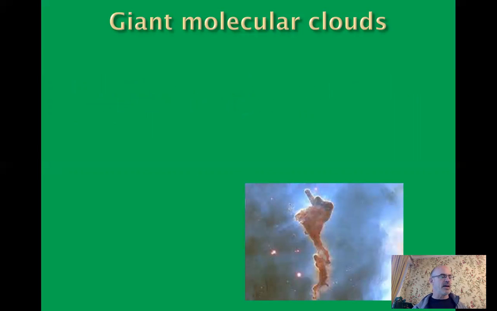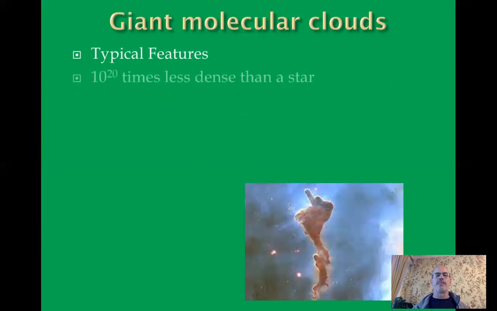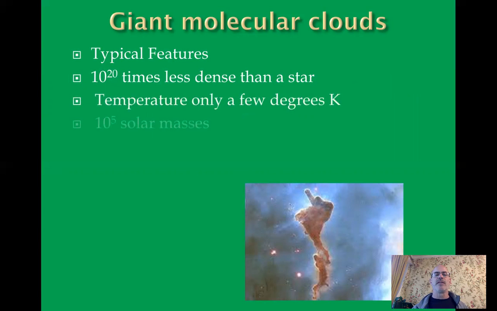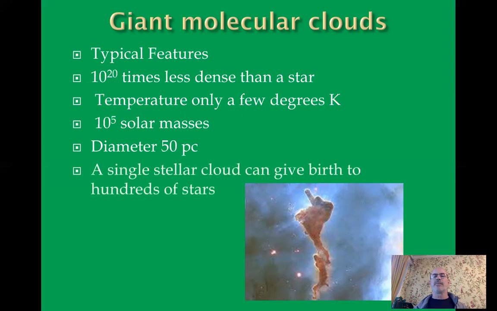And as we'll see, stars are formed in these huge giant molecular clouds. They usually start out very low density, as we mentioned, only a few degrees Celsius, but they have about 10 to the fifth, which is 100,000 solar masses. That's the average, maybe. So for them to have such a low density but such a large mass, they have to be really big, with diameters like 50 parsecs. One of these molecular clouds can give birth to literally hundreds of stars.